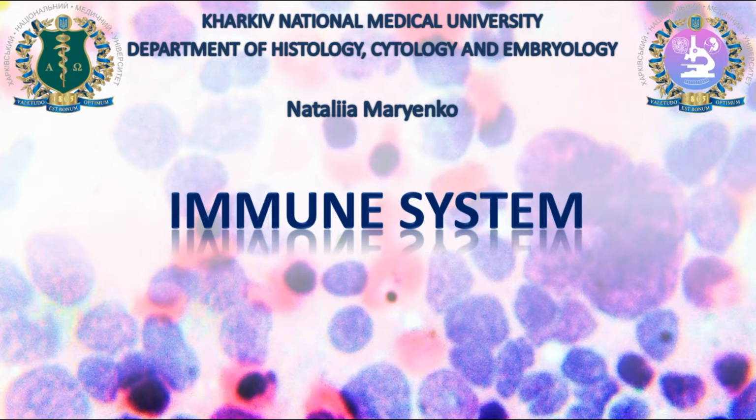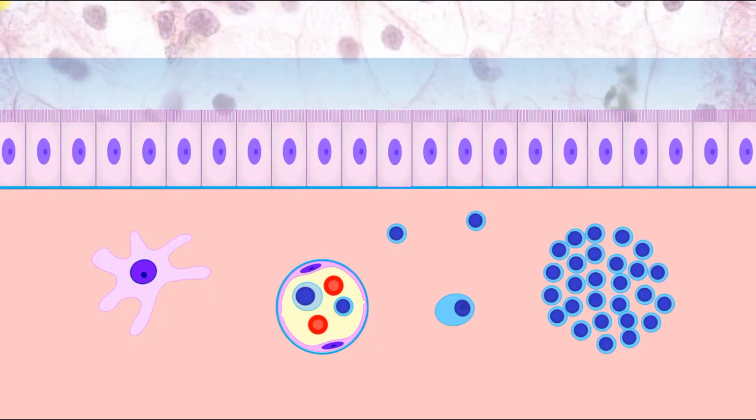Dear students, today we will talk about histology of the organs of immune system. So, immune system, it's a system which provides immunity. Immunity is the main function of immune system. What is immunity? Immunity is protection of our organism, of our inner environment from different harmful factors of outer environment.